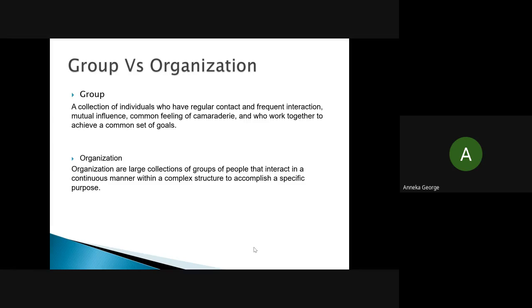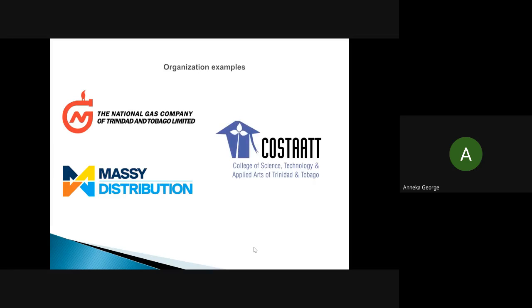So let's give some examples of organizations. As we mentioned, there are plenty of them in Trinidad. Let's touch on COSAD. Yes, COSAD is an organization because it comprises a number of persons: the students, the lecturers, the admin staff, and all of them are there to achieve a common goal. What is the common goal? It's basically the betterment of the students.